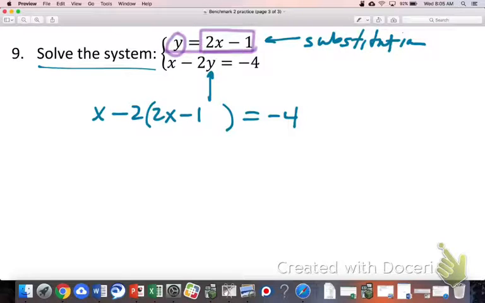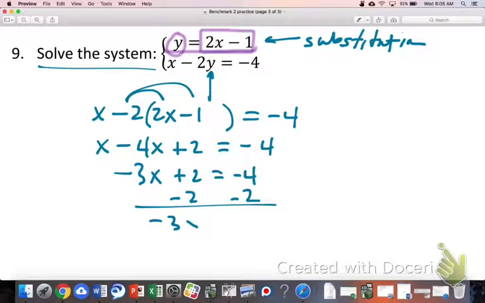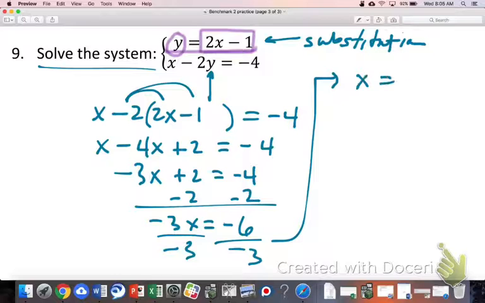So really often with substitution, the distributive property comes into play. Maybe you already saw that. This negative 2 gets distributed. So this would be x minus 4x plus 2 equals negative 4. I'd combine my like terms right here and get this. And then it's just an issue of solving the linear equation, which I think we're pretty decent at. So I'd subtract 2 to start off with. And so I get negative 3x equals negative 6. Dividing by negative 3, I end up with x equal to positive 2.